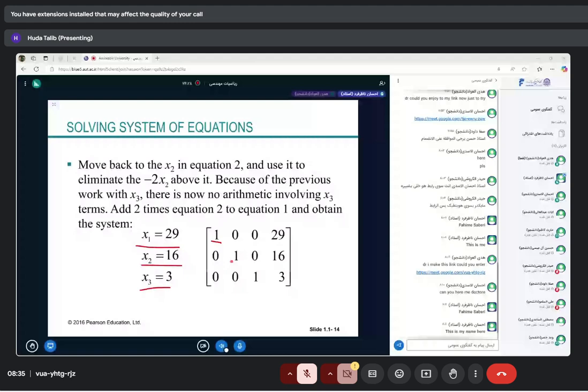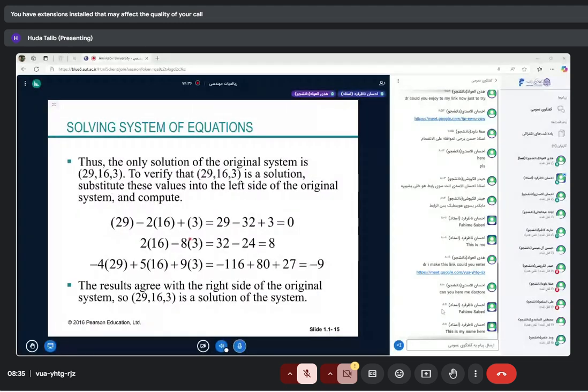You can verify that the answers are all correct. If you substitute the variables with the values that we just found, this becomes true, because this is 0, this is 8, and this is 9. So this is a solution set, 29, 16, and 3.